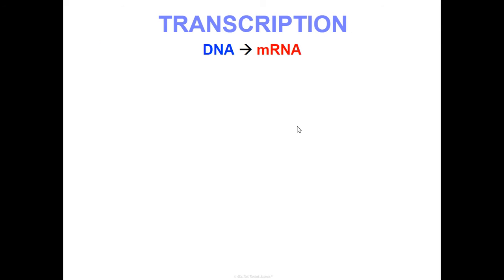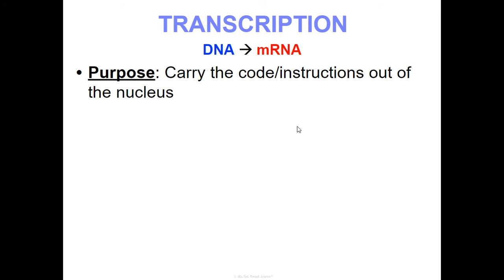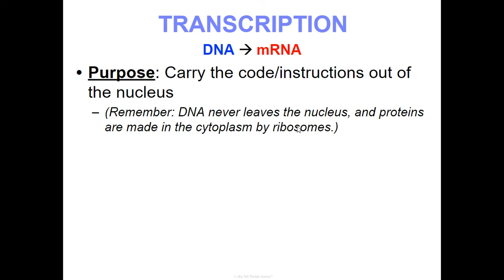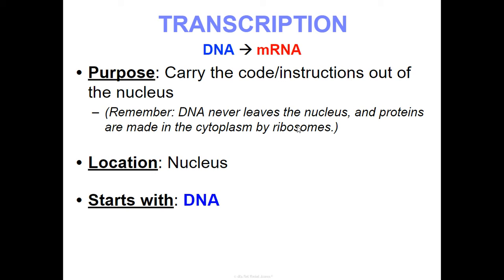Now, in the first step, looking at transcription, remember the main goal is to go from DNA to mRNA, carry the code of instructions that DNA holds, and move it out of the nucleus. Reason why we need to do that? DNA cannot leave the nucleus. So where does this occur? That would be the nucleus. What do we start with? DNA. Once the process is complete, we end with mRNA. What are the actual details of the process? That's what I'm going to talk about in the next slide.